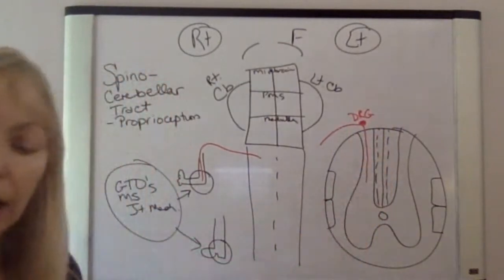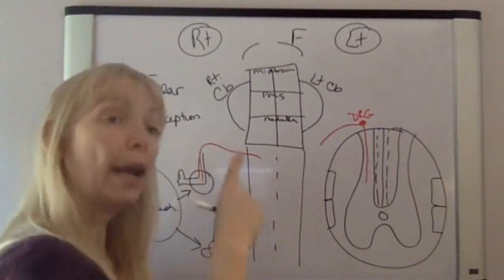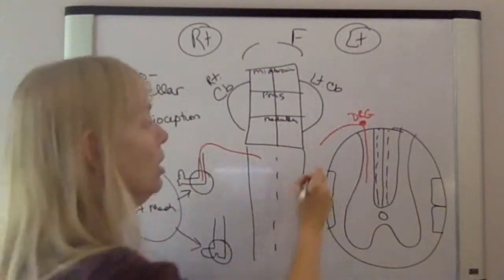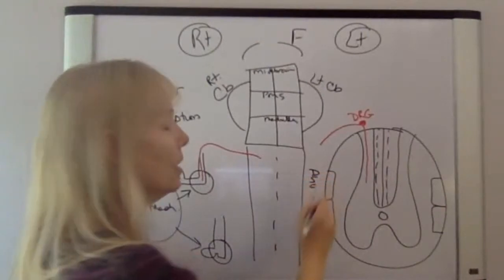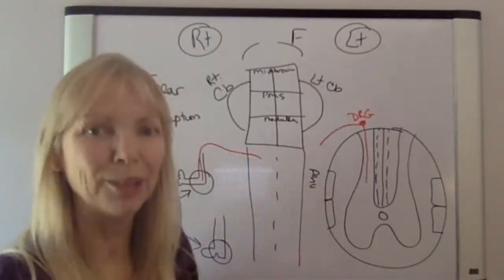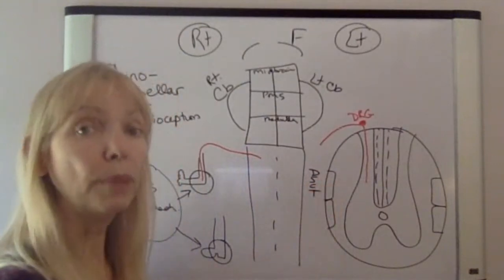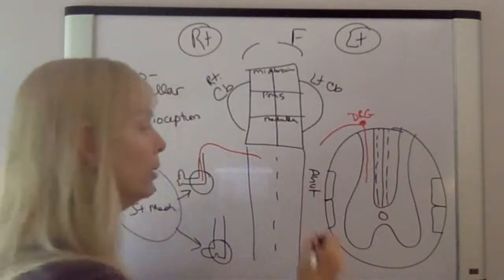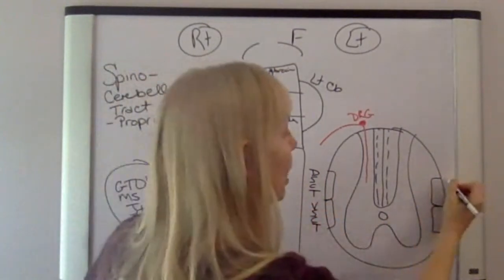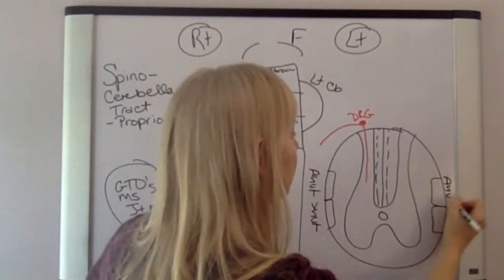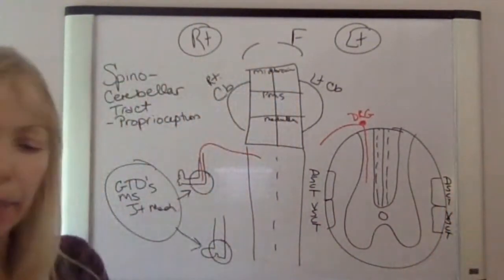And there's actually two different kinds of spinocerebellar tracts. There's one in the back and there's one in the front. So what do we call the one in the back? Dorsal spinocerebellar tract. That's a mouthful. And the one in front will be the ventral spinocerebellar tract. Okay, so we've got one on either side, of course. And here we go. And let's look at what happens.